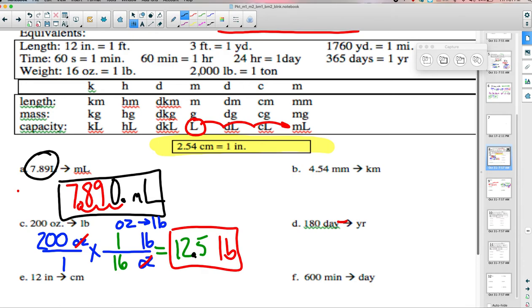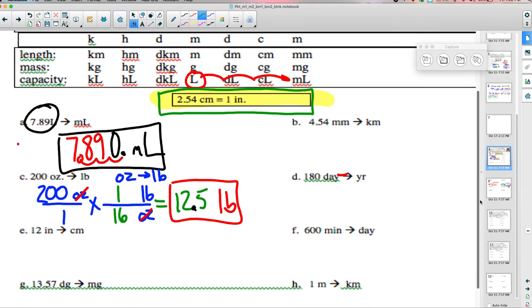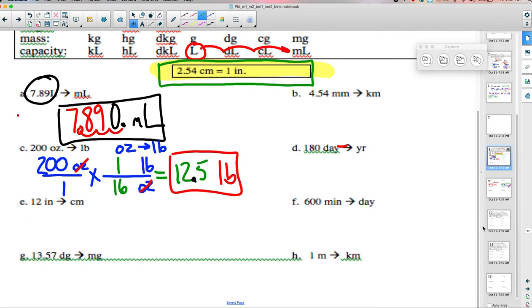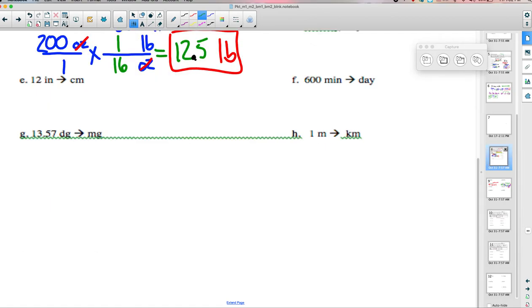But the new kind of conversion for us, if you look at the bottom of the set of equivalents, is this new one on here that says 2.54 centimeters equals 1 inch. Now, let's consider a problem that has one of these. We've been dealing with meter sticks during class, so we know that there's 100 centimeters in a meter. So 100 centimeters, and let's say how many inches would that be?